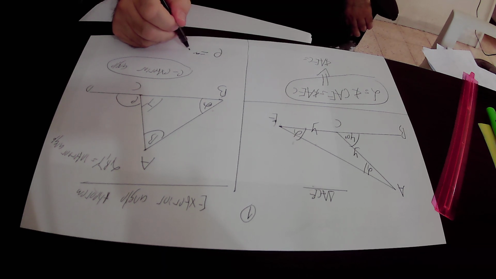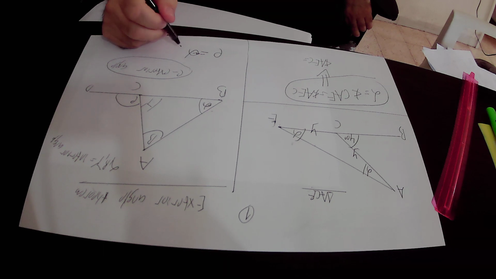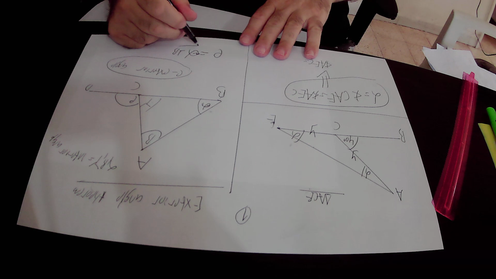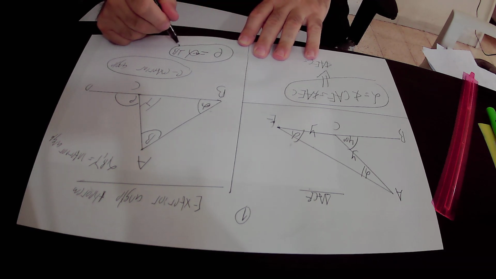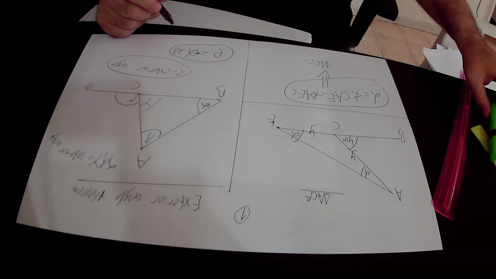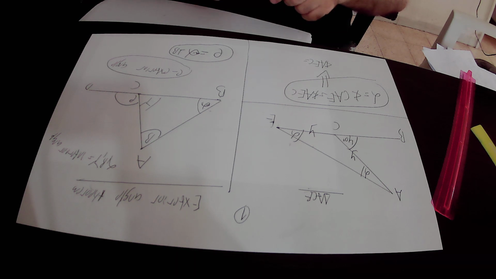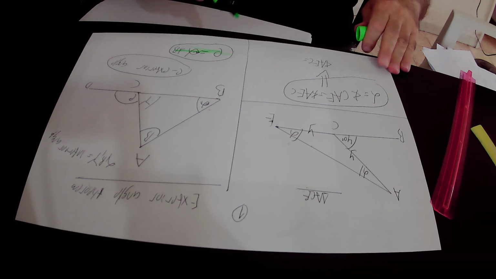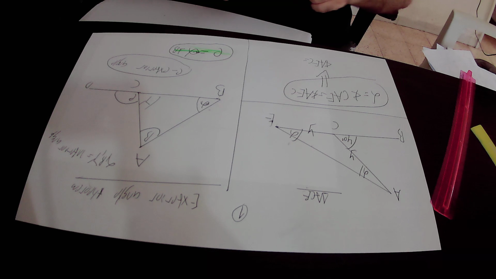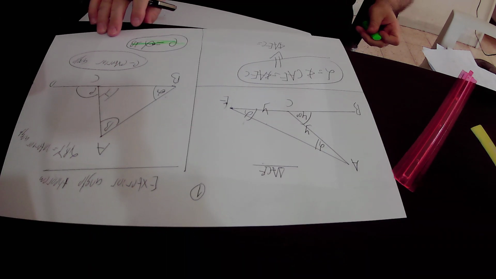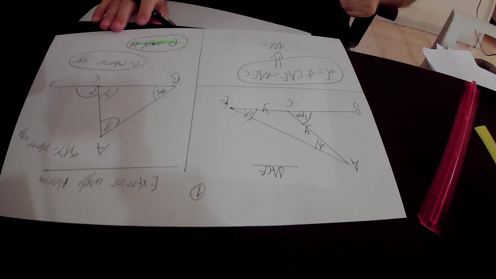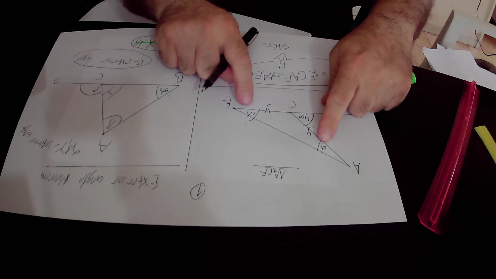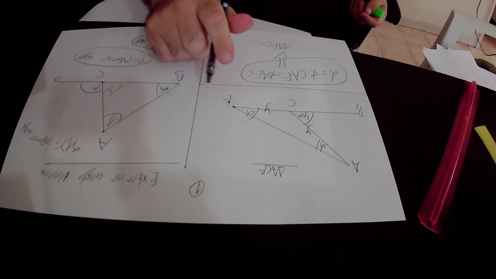Okay, the exterior angle E equals alpha plus beta. That is to say, it is equal to the sum of the two interior angles that are not adjacent to it. So we implement the exterior angle theorem in triangle ACE.